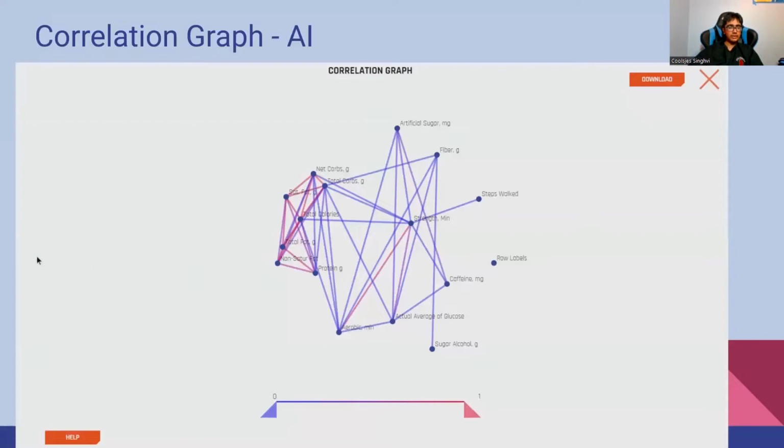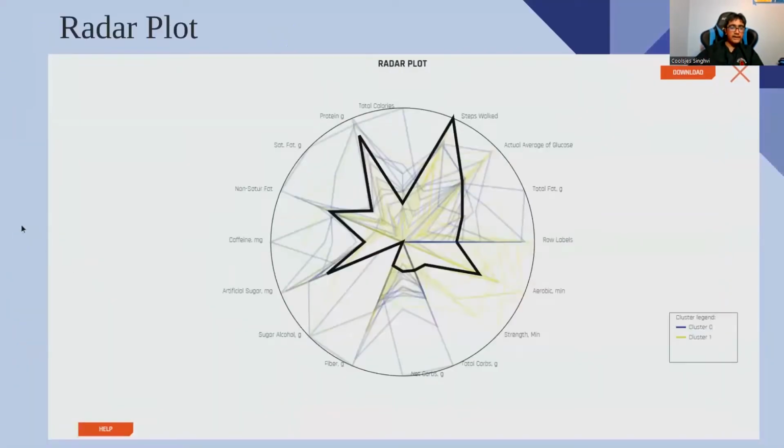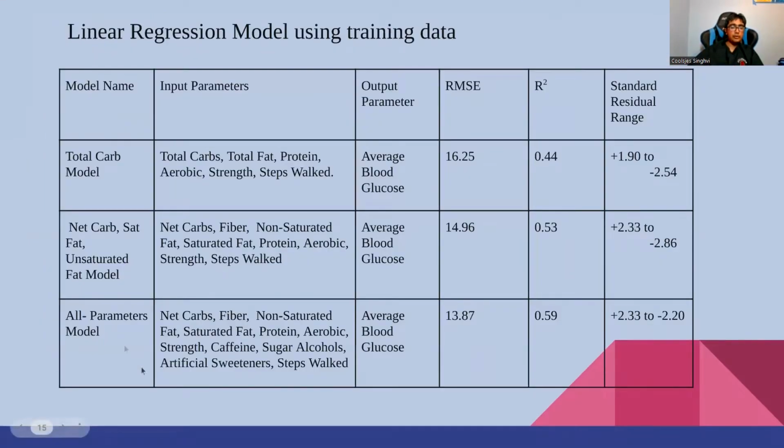Here's my correlation graph and my radar plot when scaled to 1. The bolder the line is, the more correlated the points are. Here's the linear regression model used. As you can see, there are 3 of them, with the most accurate being the all parameters model, having a root mean squared error with a comparative factor of 13.87.